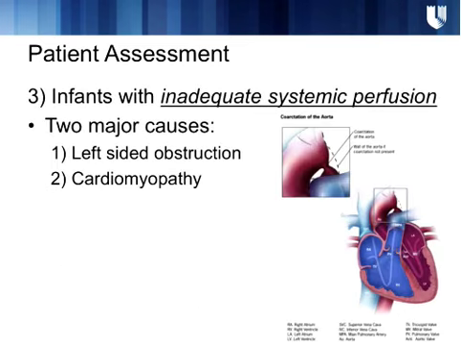The third major category we will talk about are the infants with inadequate systemic perfusion. There are two major causes of this as well. The first is left-sided obstruction, meaning any obstructions in the left side of the heart, and the second is cardiomyopathy. The image on the right depicts coarctation of the aorta. This is a narrowing of the aorta, which causes inadequate blood flow to the lower portion of the body.